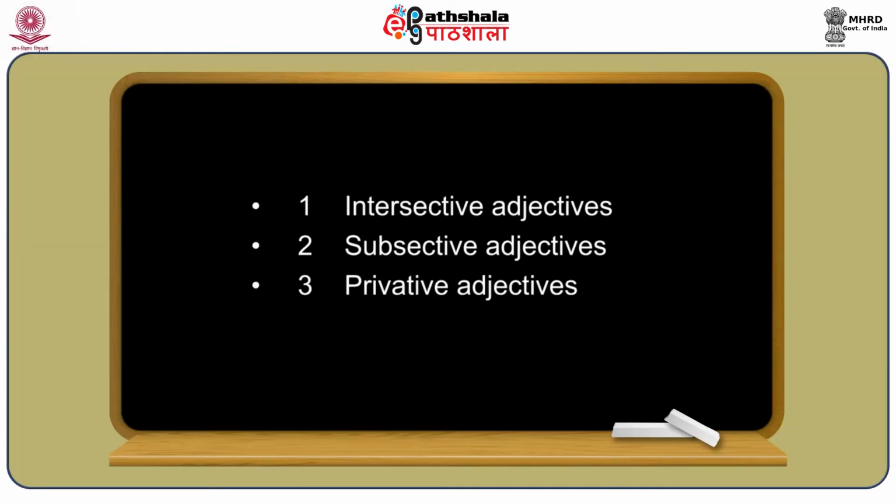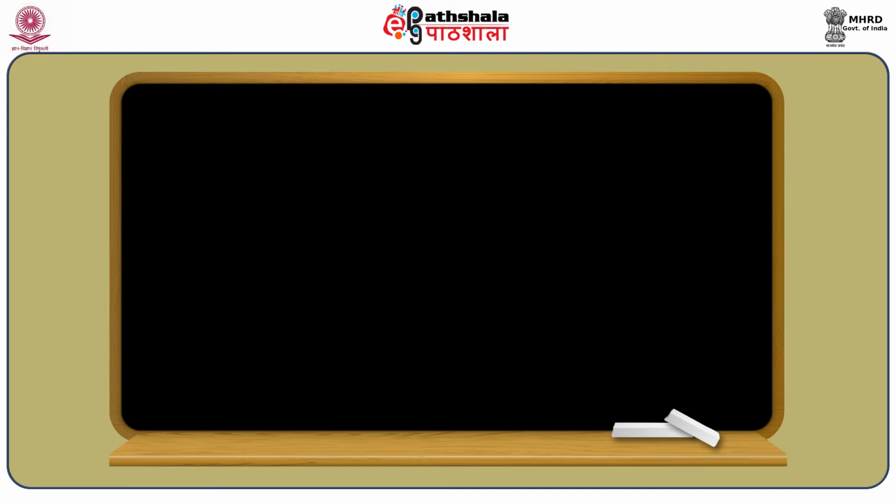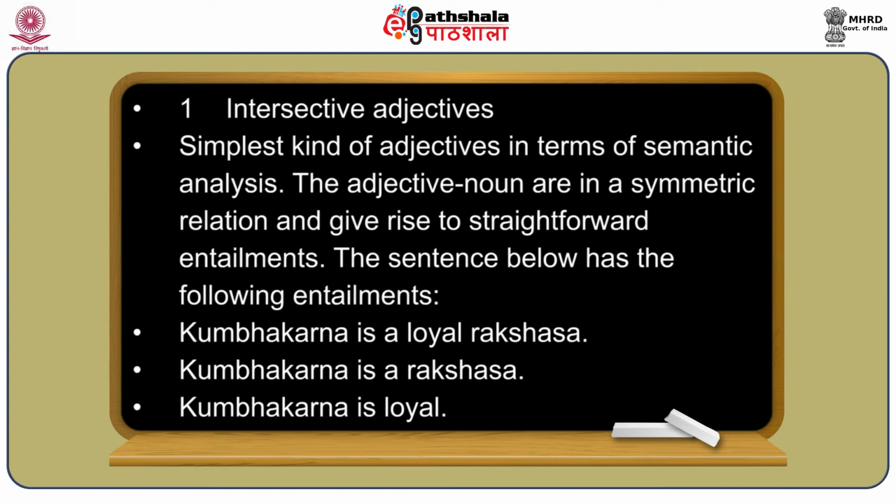Adjectives can be semantically classified into three main types: intersective adjectives, subsective adjectives, and privative adjectives. This classification comes from a recent article by Partee 2009. Intersective adjectives. These are the simplest kind of adjectives in terms of semantic analysis. The adjective and noun are in a symmetric relation and give rise to straightforward entailments. The sentence below has the following entailments.